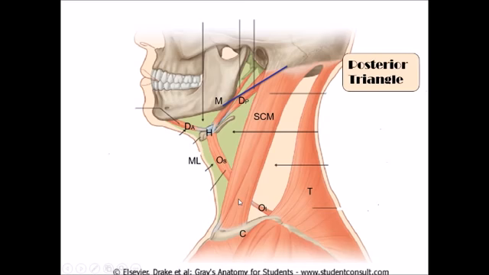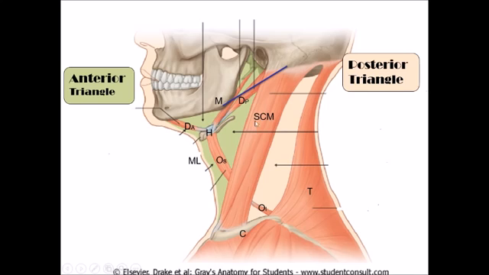Now this quadrilateral area is divided into two triangles, the anterior triangle and the posterior triangle, by a muscle. This is the sternocleidomastoid muscle. This is the big muscle which is called the sternocleidomastoid muscle. It begins from the sternum and the clavicle and is inserted to the mastoid process. So this is called the sternocleidomastoid, SCM.